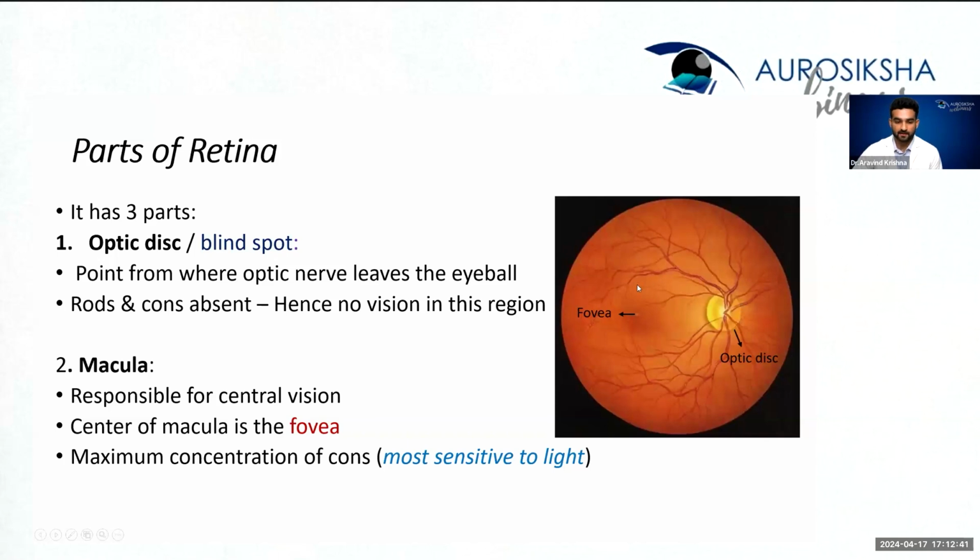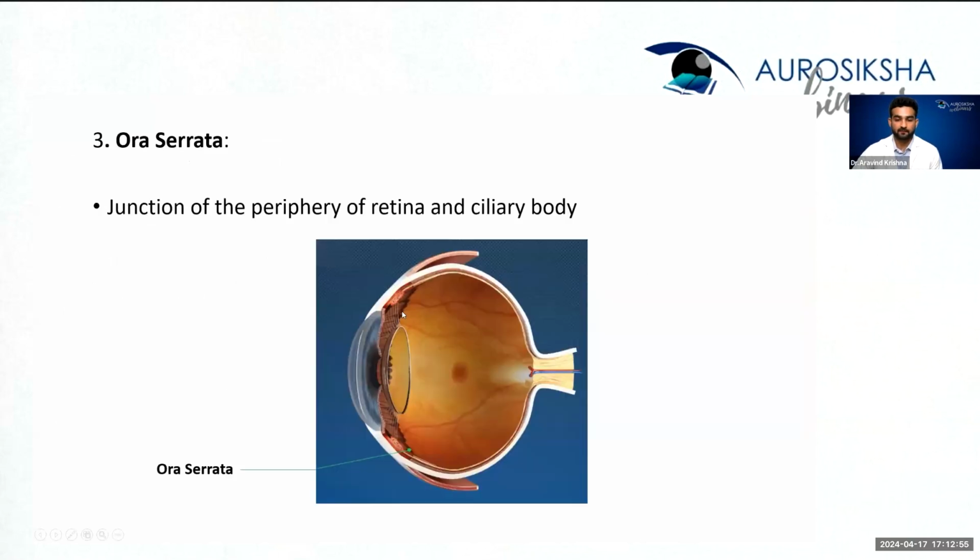The second part is the macula, which is responsible for the central vision, and the center of the macula is called the fovea. And the fovea is the part where you have the maximum concentration of cones and is most sensitive to light. And finally, you have the ora serrata. It is a junction of the periphery of the retina and the ciliary body. The retina starts from here and it ends here. And the margin or the periphery of the retina is called the ora serrata.